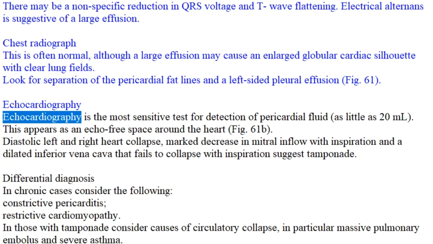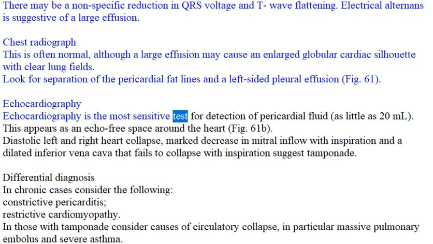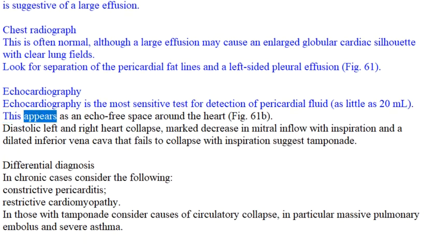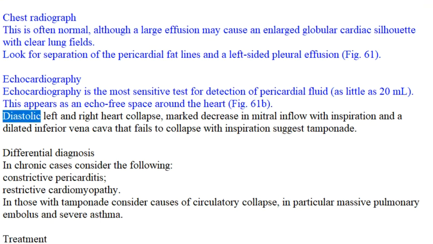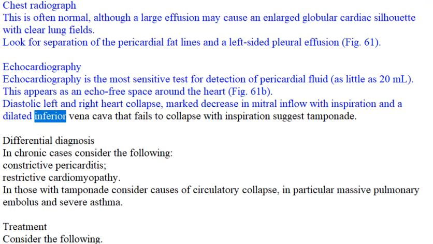Echocardiography. Echocardiography is the most sensitive test for detection of pericardial fluid, as little as 20 ml. This appears as an echo-free space around the heart, Fig 61b. Diastolic left and right heart collapse. Marked decrease in mitral inflow with inspiration and a dilated inferior vena cava that fails to collapse with inspiration suggest tamponade.